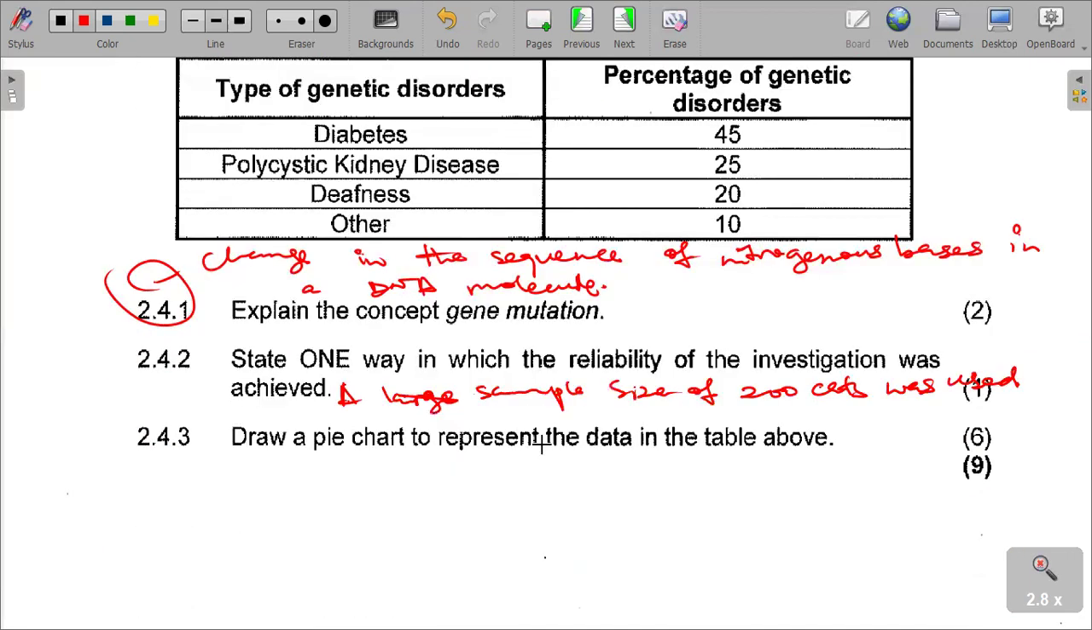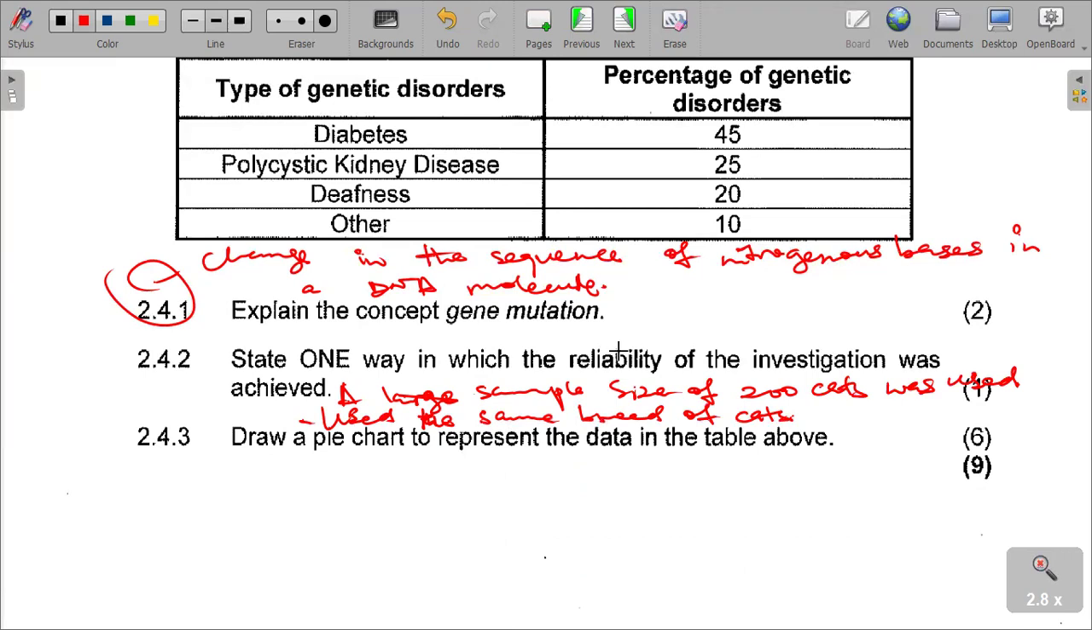They used the same breed of cat. A single breed of cat was used. Hence, we can say that the reliability was improved.